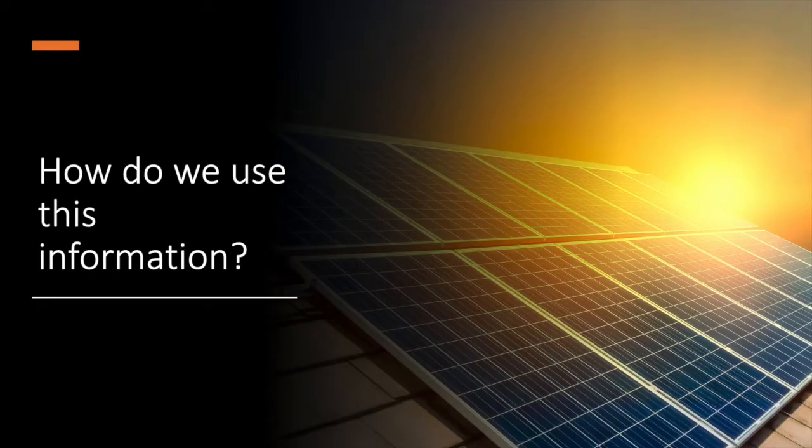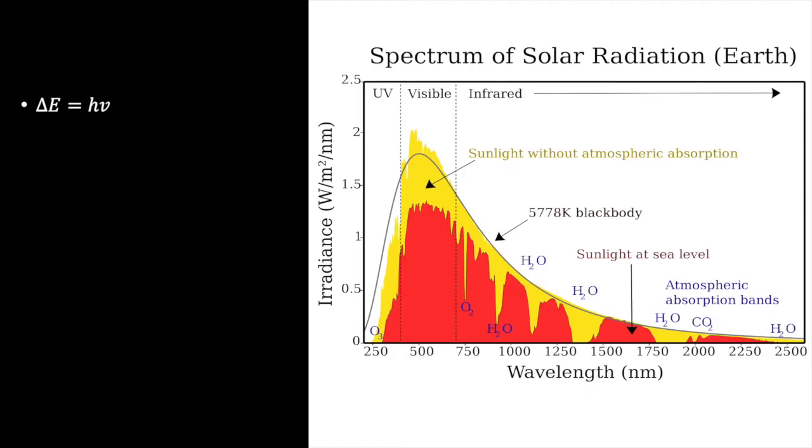So how do we use this information? Well, let's do a little exercise. We're going to design a solar cell. Knowing that E equals hv, and here I've provided the spectrum of solar radiation, which is basically irradiance versus wavelength. Irradiance is probably an unfamiliar term, but it's basically light intensity.